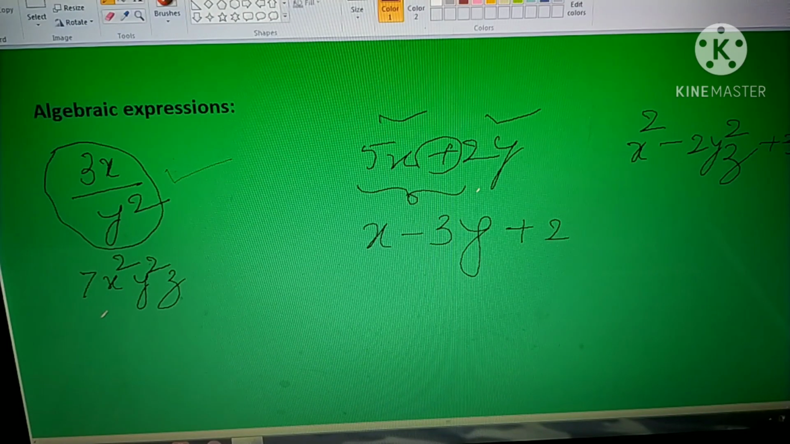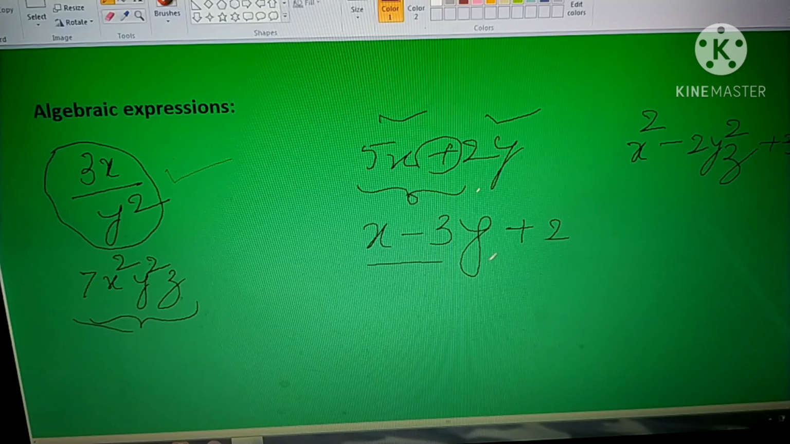Now observe this one. Here we have multiplication in between the variables and numbers, 7x square y square z. So this will come under only one term. If in the expression we have plus or minus, only then can we divide it into terms. An expression can be divided into terms.